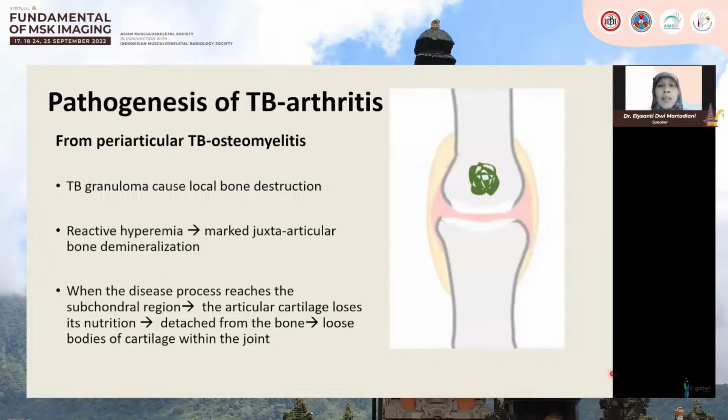When we talk about the pathogenesis of tuberculous arthritis, there are several pathways. The first is from periarticular tuberculous osteomyelitis. In this condition, tubercle granuloma causes local bone destruction, followed by reactive hyperemia that manifests as marked juxta-articular bone demineralization. When the disease process reaches the subchondral region, the articular cartilage will lose its nutrition and can be detached from the bone, and loose bodies of cartilage will develop within the joint.